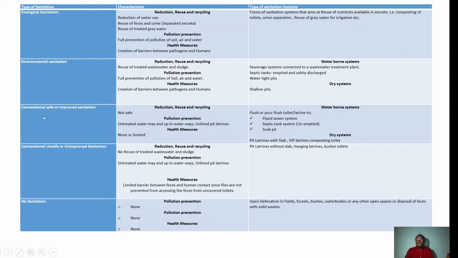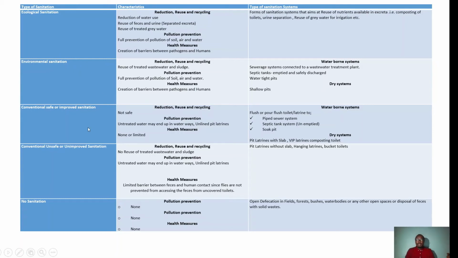Now we go to the next step, improved sanitation, with reduction, reuse, and recycling. This is still not safe. Examples here are flush toilets, septic tanks which are emptied, soak pits, and dry systems. At this step we also have pit latrines with slabs, VIP latrines, or composting toilets. Now we go to our next step in the ladder.